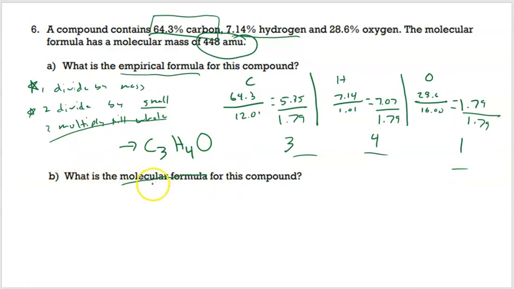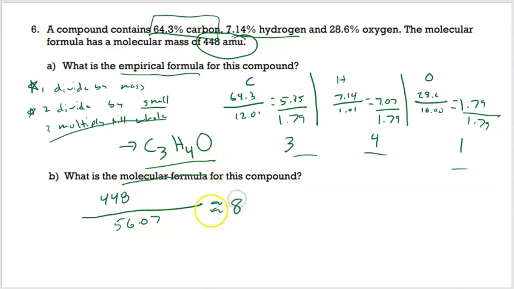So the molecular mass for this compound is 448. So we're going to take 448, which is the mass of the compound, divided by the mass of the empirical formula. So 3 carbons plus 4 hydrogens plus 1 oxygen is 56.07. When I divide, I get approximately 8.